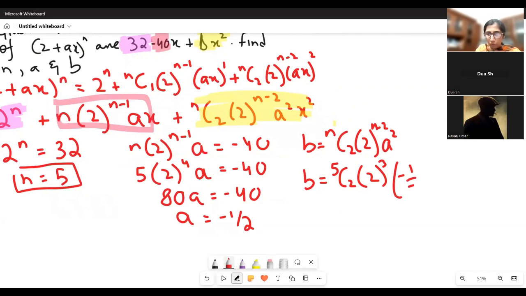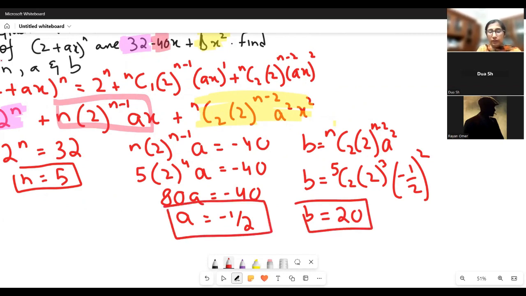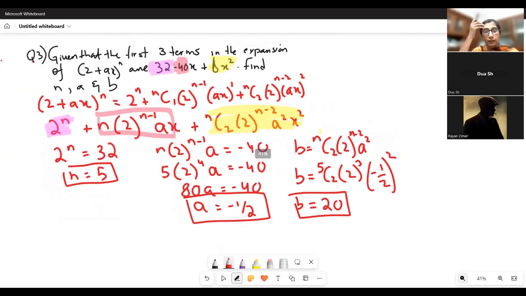So just substitute all of this in the calculator and that would give you the value of b. I'm entering all of this at once: 5C2 times 2 cubed times bracket fraction minus half bracket close whole squared. So I'm getting 20, which is the correct answer for b. So n is 5, a is minus half, and b is 20.